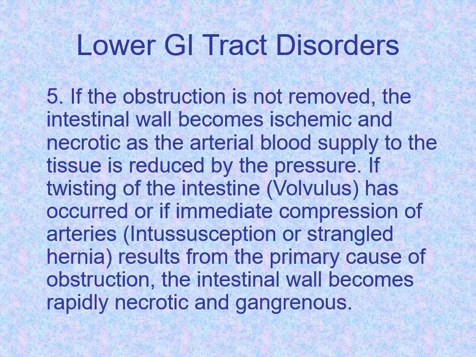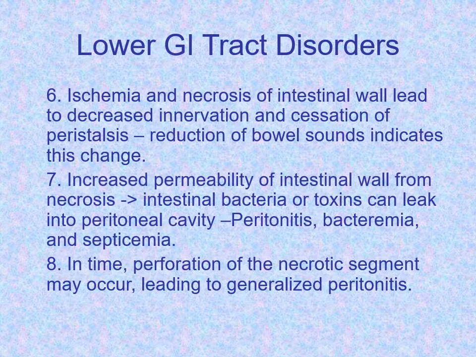If twisting of the intestine, called a volvulus, has occurred, or if immediate compression of arteries by intussusception or strangulated hernia results from the primary cause of the obstruction, the intestinal wall becomes rapidly necrotic and gangrenous. Ischemia and necrosis of the intestinal wall lead to decreased innervation and cessation of peristalsis. And this can cause a reduction of bowel sounds, which would indicate this change has occurred.